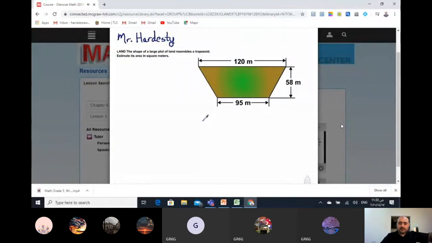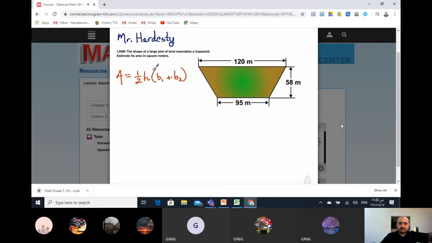This is Mr. Hardesty. Let's look at a real-world example using area. Land. The shape of a large plot of land resembles a trapezoid. Estimate its area in square meters. The area formula we know for a trapezoid is 1/2 of the height multiplied by the sum of the two bases. We'll use this formula to get a good area for our trapezoid.